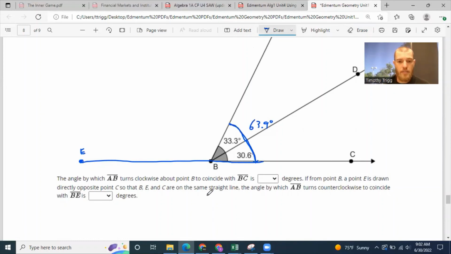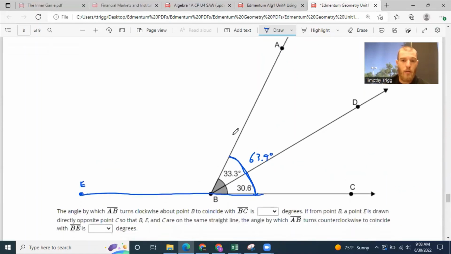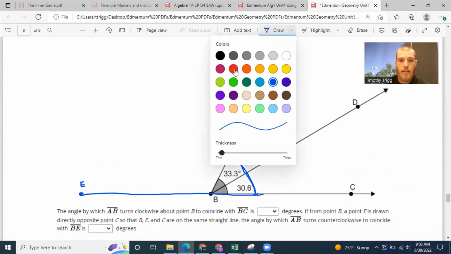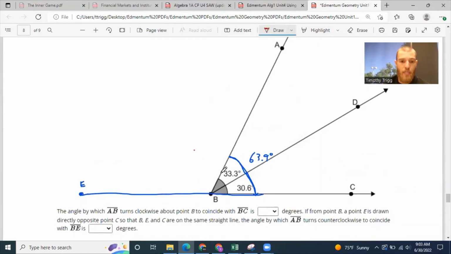Okay, then it asks the angle by which segment AB turns counterclockwise. So AB was like this, turning counterclockwise, to coincide with BE is blank degrees. So it's asking, what's the measure of this angle here? Okay. So how do we figure that out?